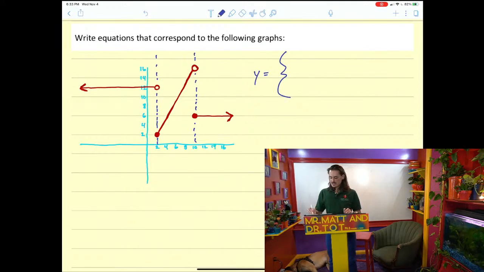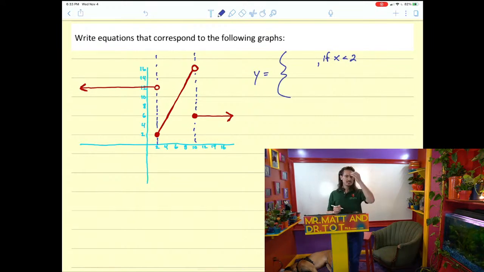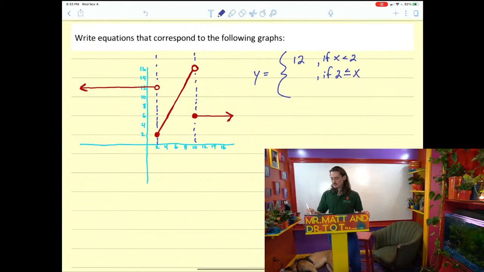The left-hand side, when x is less than +2, we can write the domain: if x is less than +2, and then we're going to write the function here, the equation. This is just a horizontal line, so this is just y is equal to 12. So y is equal to 12 if x is less than 2. Now the second domain is going to be inclusive to positive 2, but exclusive to +10. So +2 is going to be less than or equal to x, but x must be less than +10.